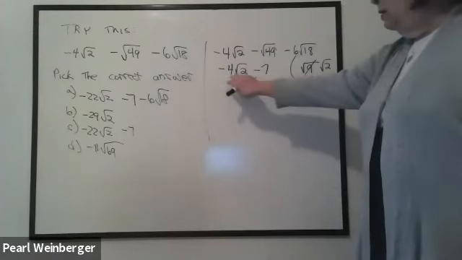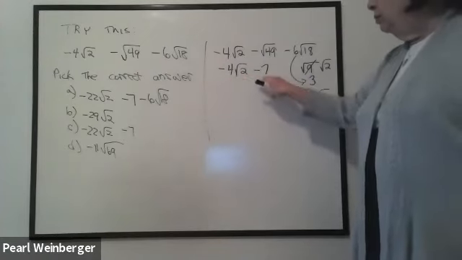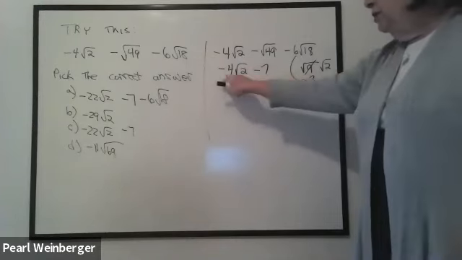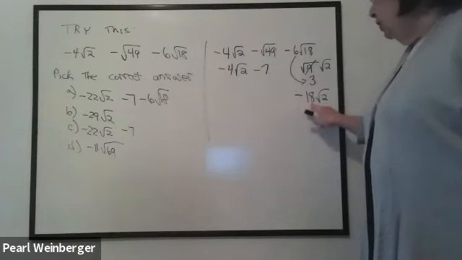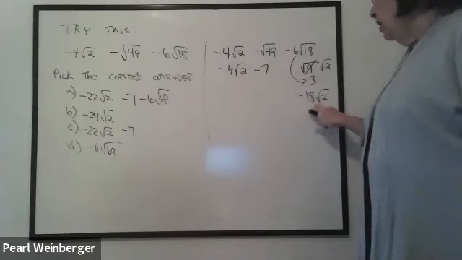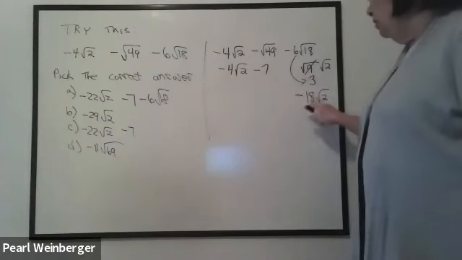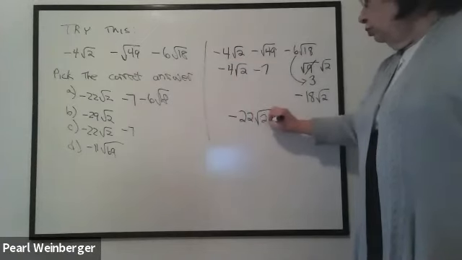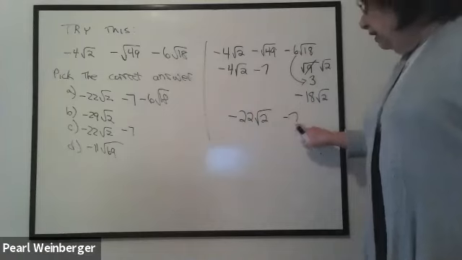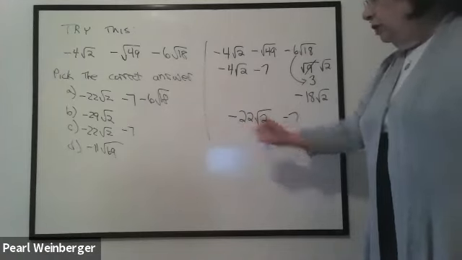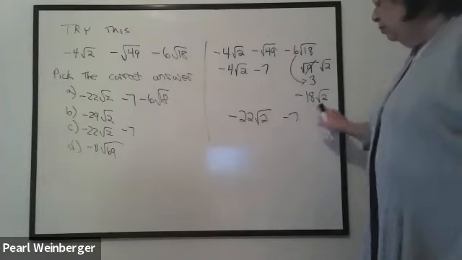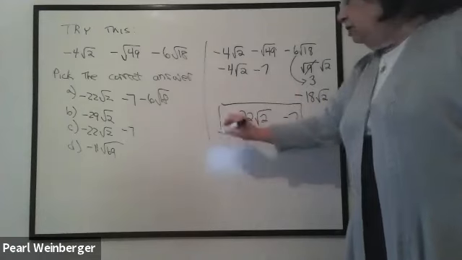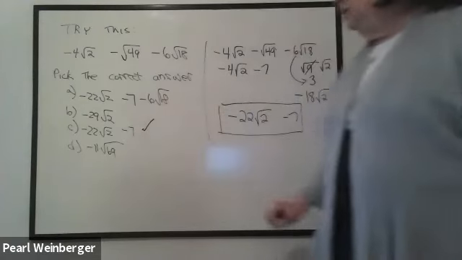So now we have -4 radical 2 minus 7 minus 18 radical 2. Now the -4 radical 2 and the -18 radical 2, those are like radicals. So I can combine the -4 and the -18, which gives me -22 radical 2 and minus 7. Now I cannot combine the 7 with the -22 radical 2 because the 7 doesn't have any radical 2 next to it. In other words, this is your answer in the simplest form, which is choice C.